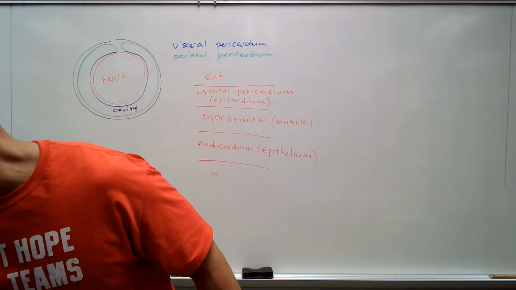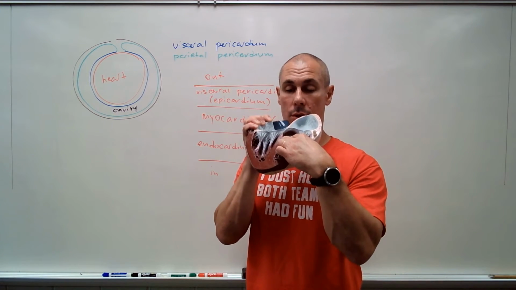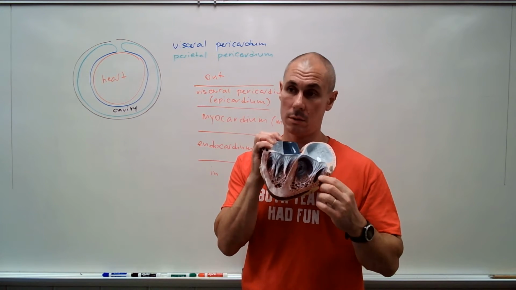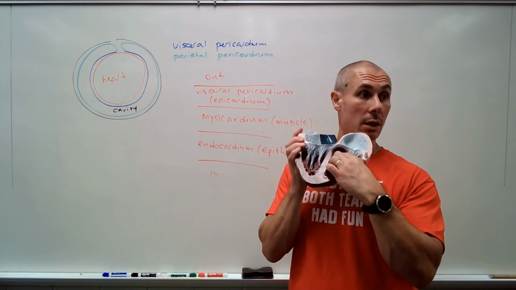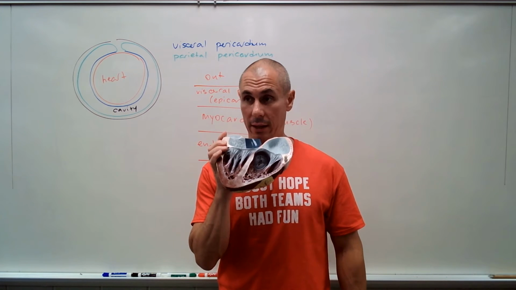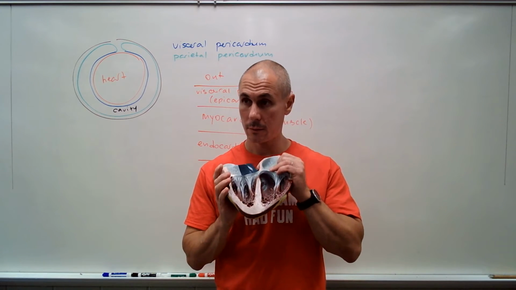Now the valve that separates the pulmonary trunk from the right ventricle is the second semilunar valve, and it is called the pulmonary valve. So far, are you following me?